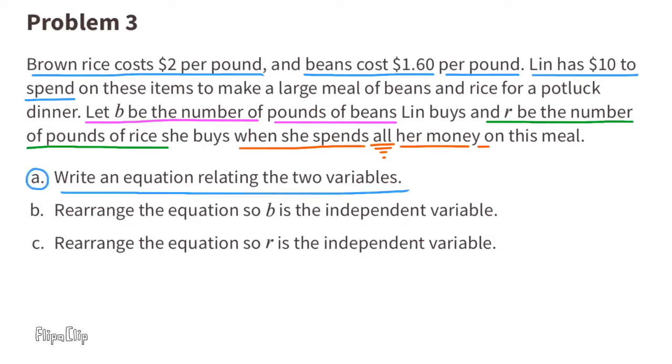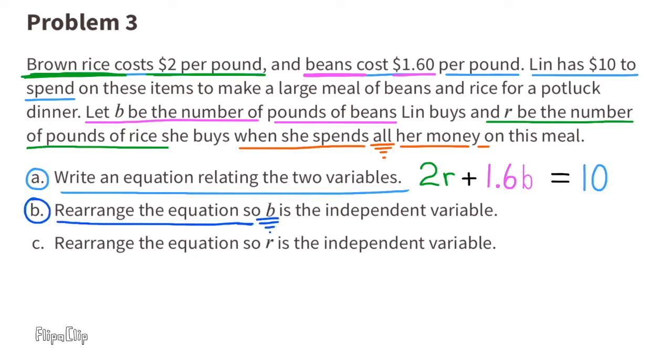A. Write an equation relating the two variables. Rice at $2 per pound can be expressed as 2R, and beans at $1.60 per pound can be expressed as 1.6B. So the equation would read 2R plus 1.6B equals 10.